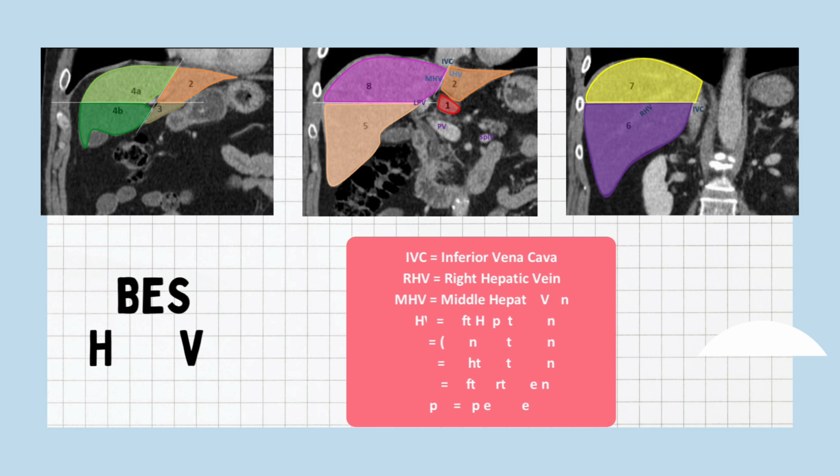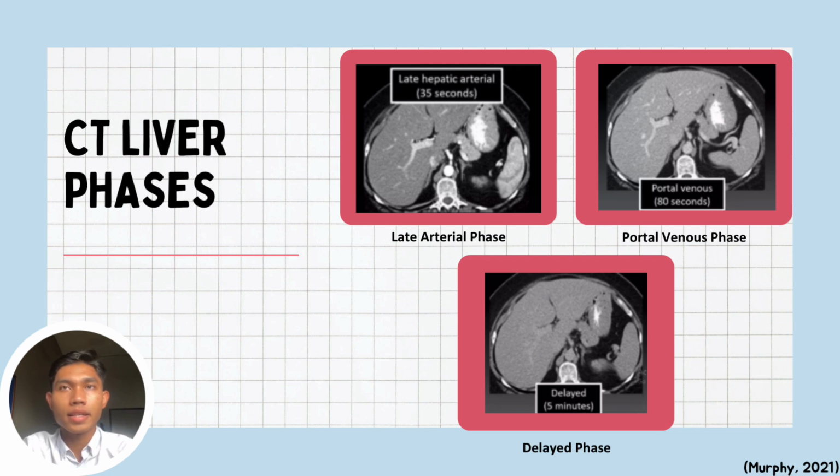The hepatic veins and falciform ligament divide the liver vertically, whereas the portal veins divide the liver horizontally, together forming 8 segments. So, understanding how each phase in the CT scan should appear is important.